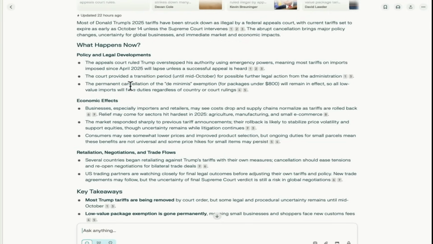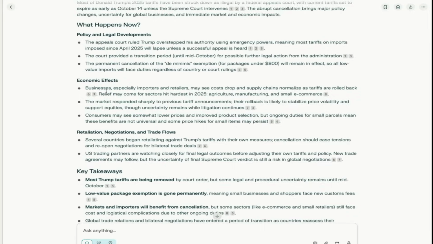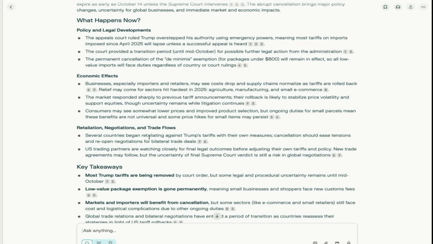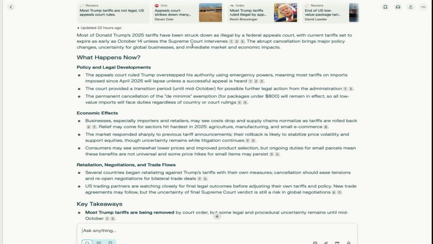This is an important point. The permanent cancellation of the de minimis exemption will remain in effect, so all low-value imports will face duties regardless of country or court ruling. That wasn't an imposition of a duty. That was a removal of an exemption, so that, no matter what, stays. As far as what's left, economic effects, retaliation, it sort of takes from the starting point that this is a done deal and it's over and it continues on, which is not going to be the case.